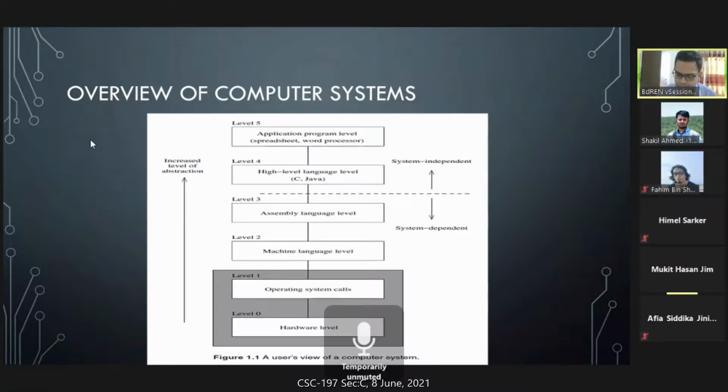Yes, I understand your question. According to that example, if it's running everywhere, it should be system independent, like C or Java. But why is it system dependent? Why is our operating system, or rather the operating system calls, system dependent?